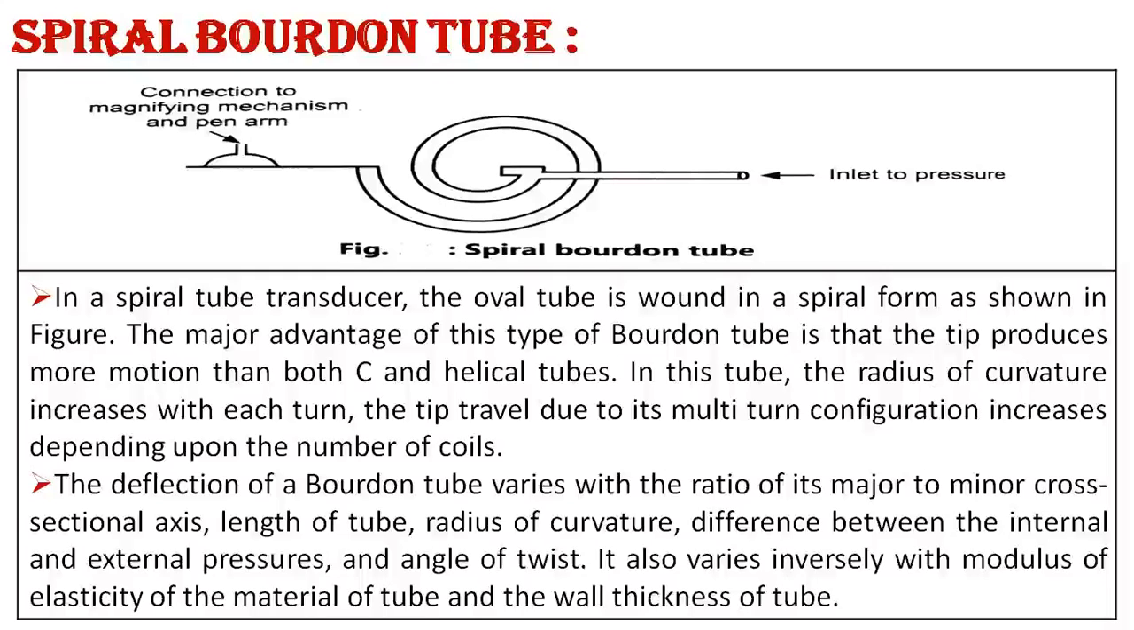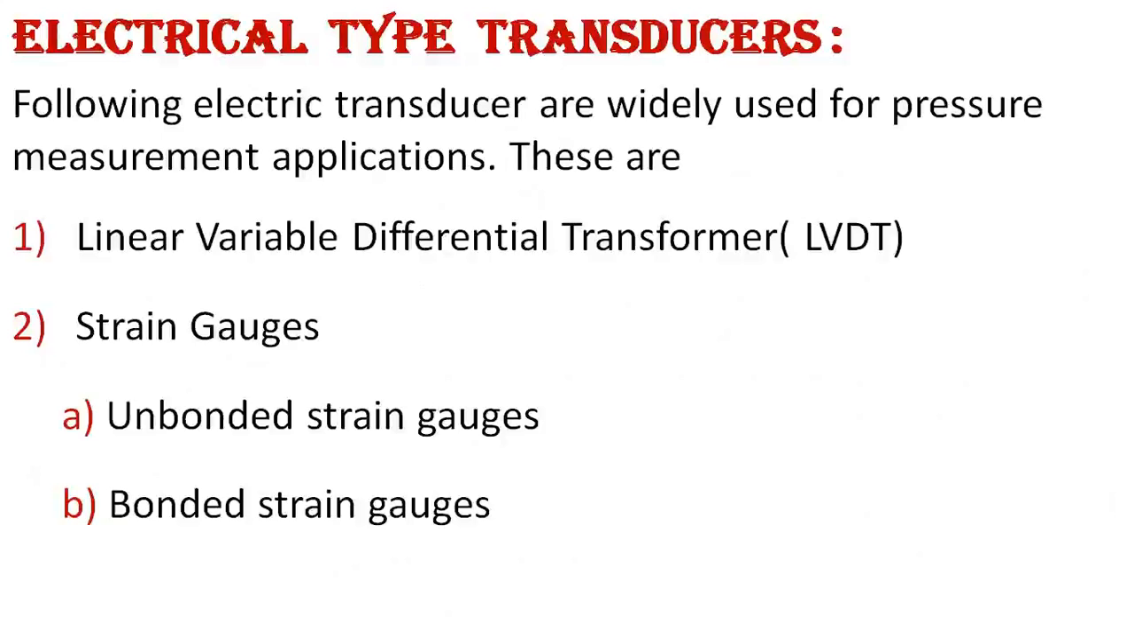The deflection of the bourdon tube varies with the ratio of its major to minor cross-sectional axis, length of tube, radius of curvature, difference between the internal and external pressure, and angle of twist. It also varies inversely with the modulus of elasticity of the material of the tube and the wall thickness of the tube.